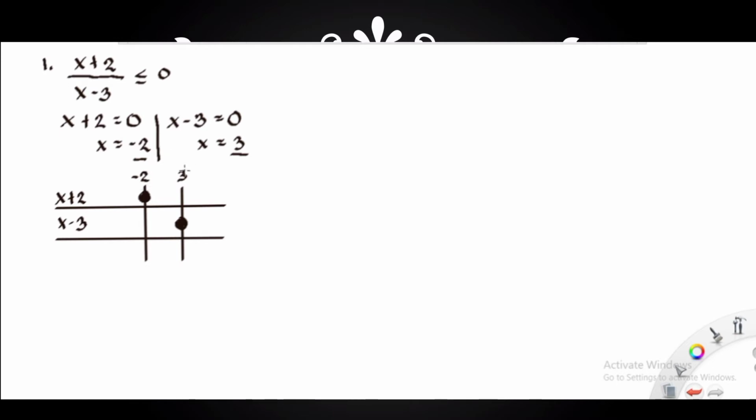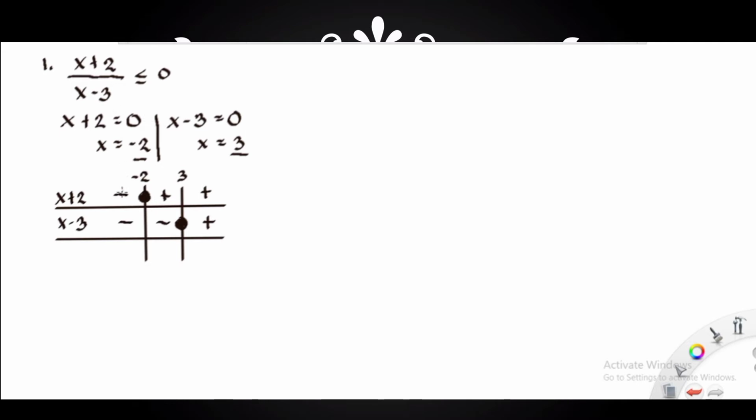The next step that we're going to do is write positive and negative signs doon sa kaliwa at sa kanan ng zero. So let's start here. If this is 0, sa kaliwa nito ay mga numbers na negative ang sign, at sa kanan ay mga positive numbers. Ganun din sa 0 na ito. So this is 0. On the left side are numbers with negative sign, at sa kanan ay mga numbers na positive ang sign.